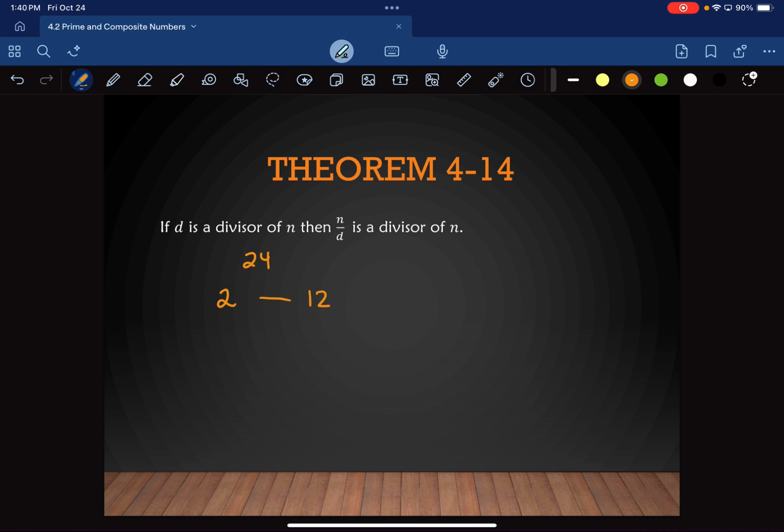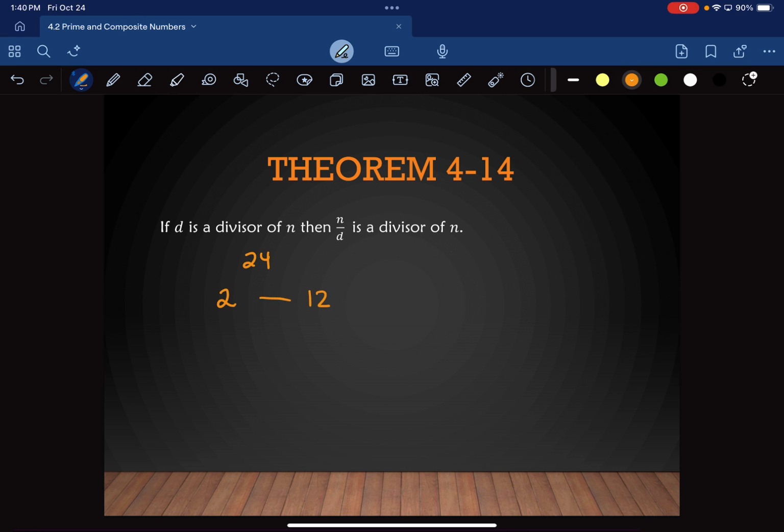That's all this theorem says, is that divisors occur in pairs. If 2 divides 12, then 24 divided by 2, which is 12, will divide 12. Divisors occur in pairs. Now, sometimes the pair could be its own, right? So like if you did 36, 6 times 6 is 36, so he's his own partner. That's fine. But it's still a pair. It's still 2 numbers that kind of go together. So that's what this theorem is telling us, is that divisors occur in pairs.